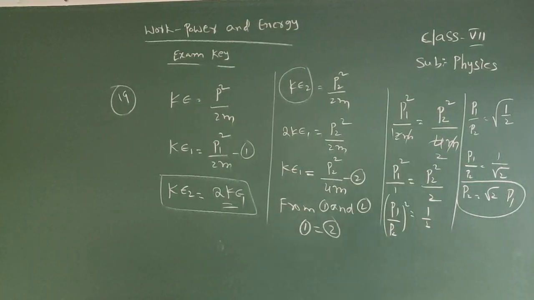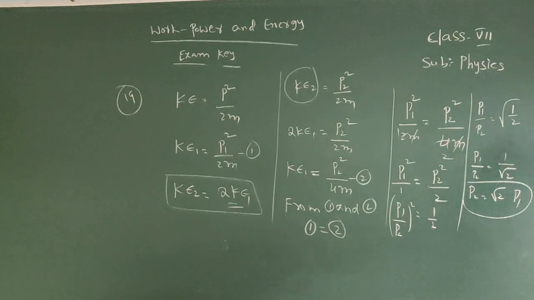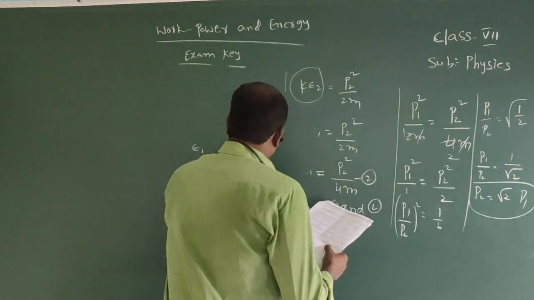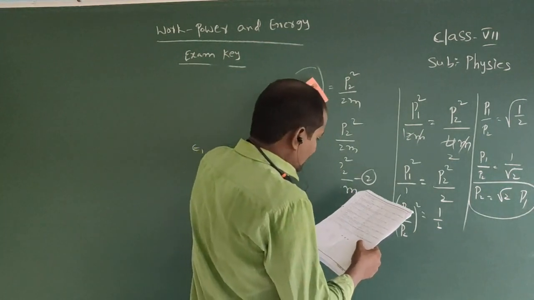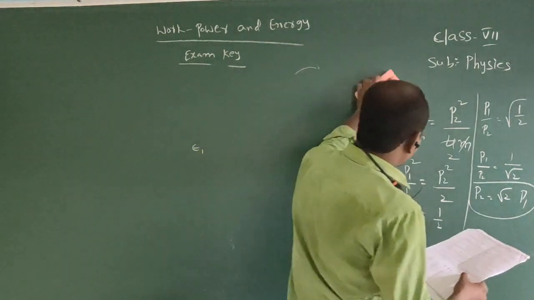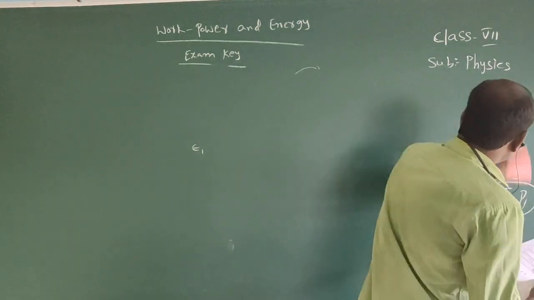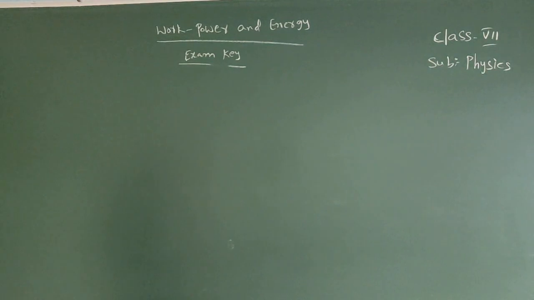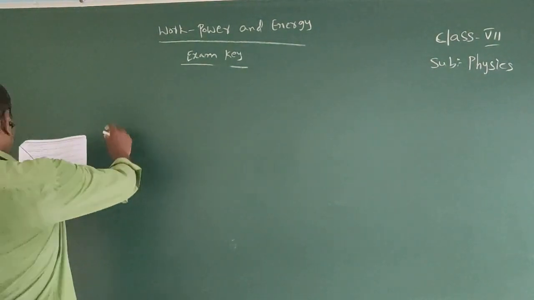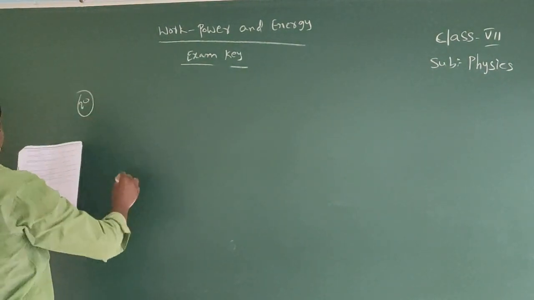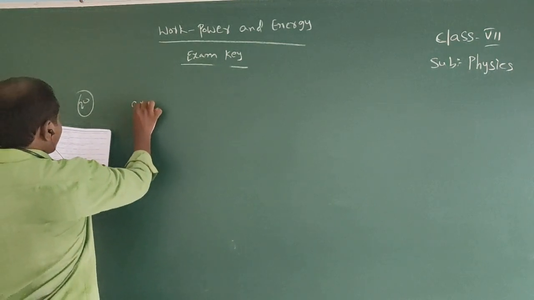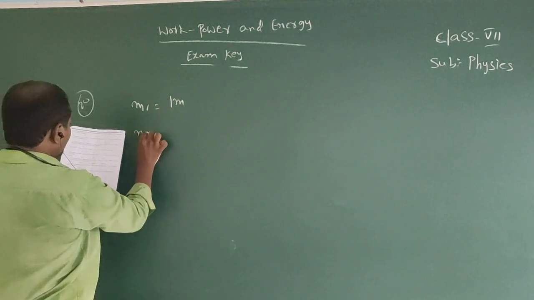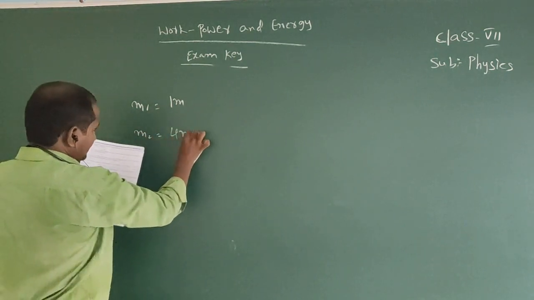Next, last one. Two bodies of masses 1m and 4m have the same kinetic energy. Then find the ratio between momentum P1 and P2. Question number 20. Body of mass first one, m1 equals 1m and m2 equals 4m.